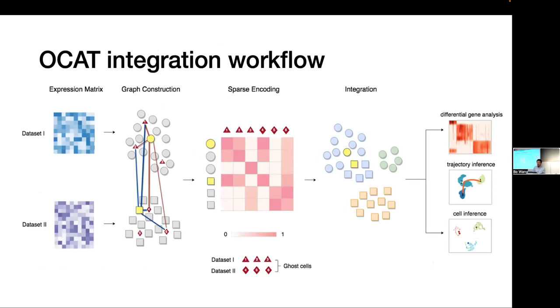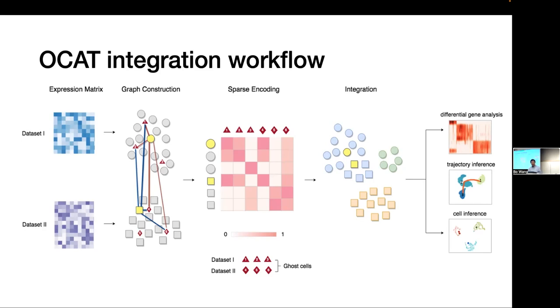All right, so how does OCAT work? The workflow is shown as follows. Let's say you have two data sets, or you can integrate more than two, but just for illustrative purposes, let's say you have two single cell RNA-seq data sets. The first step is to construct the cell-to-cell graphs. Basically, every node is a cell, and we construct similarity graphs. You can use simple similarities such as correlations or Euclidean distance.